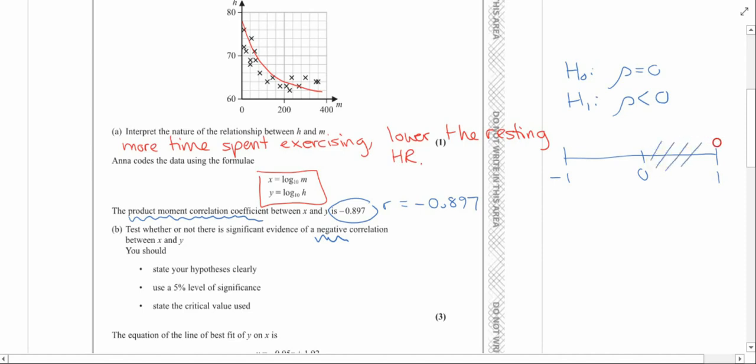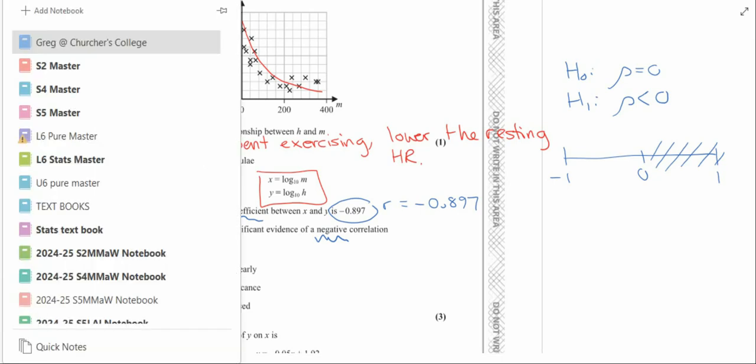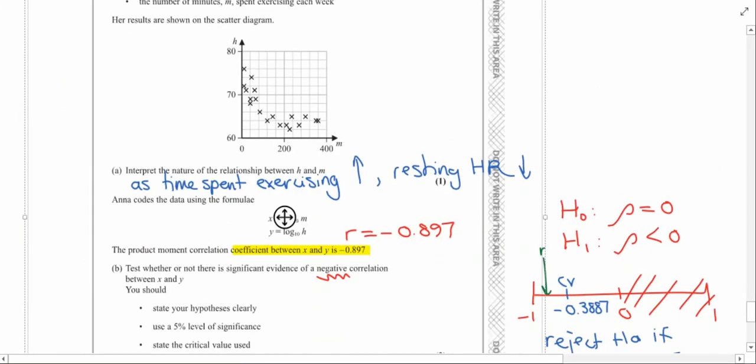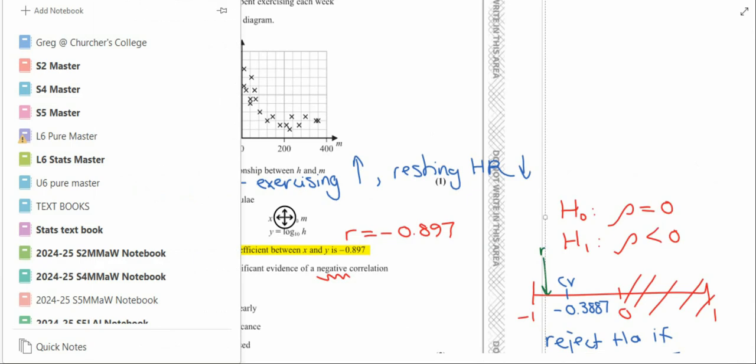At this point, we're going to have to look up in our tables now. Oh, I don't have those with me, which is slightly awkward. So you'll have to do that. In fact, I have done this question this morning with someone else. Let me just find it. Here it is. So it's minus 0.3887.